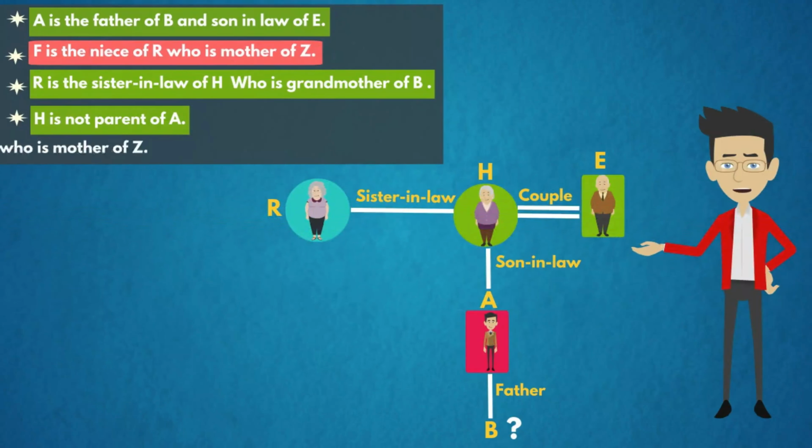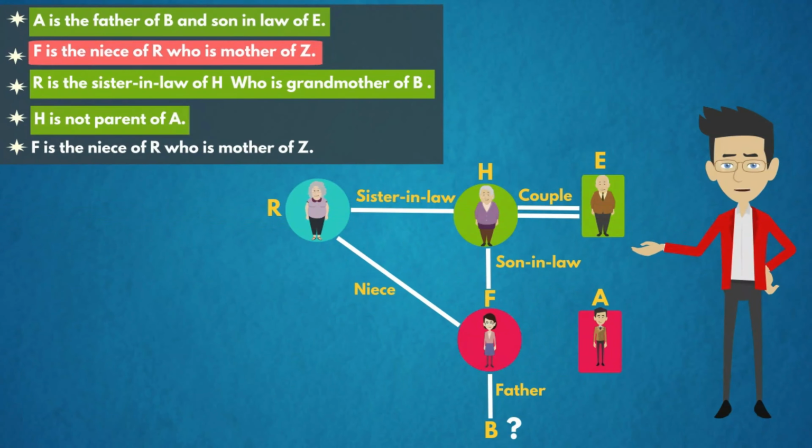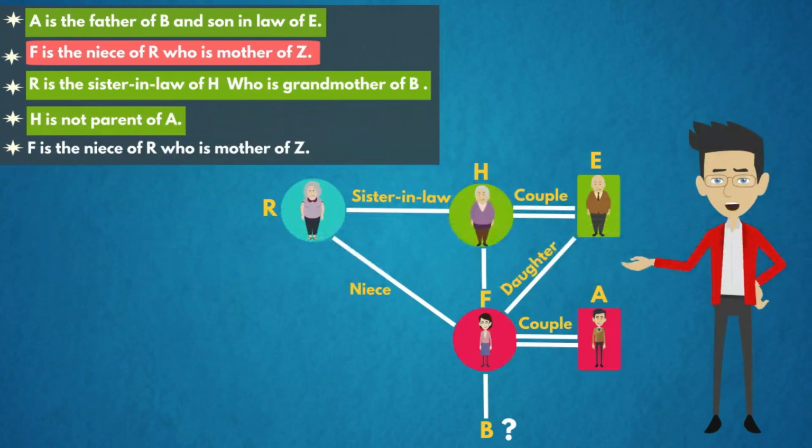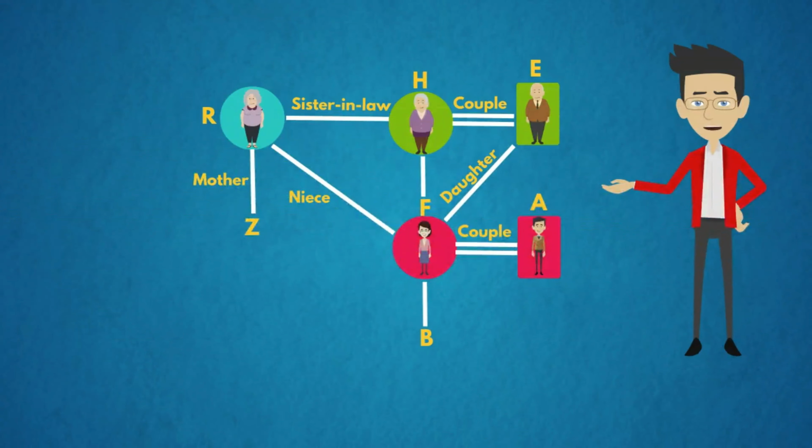And in the question they also given that F is a niece of R who is mother of Z. Here from the statement F is niece of R, so F is a female person. Here from the diagram we know that R is sister-in-law of H and F is niece of R. So from this relations we know that F is daughter of E and H and wife of A. So here A and F are married couple. And here from the statement, R is mother of Z. Here we don't know the gender of Z. This is the final relation diagram. And let's see the questions based on this diagram.